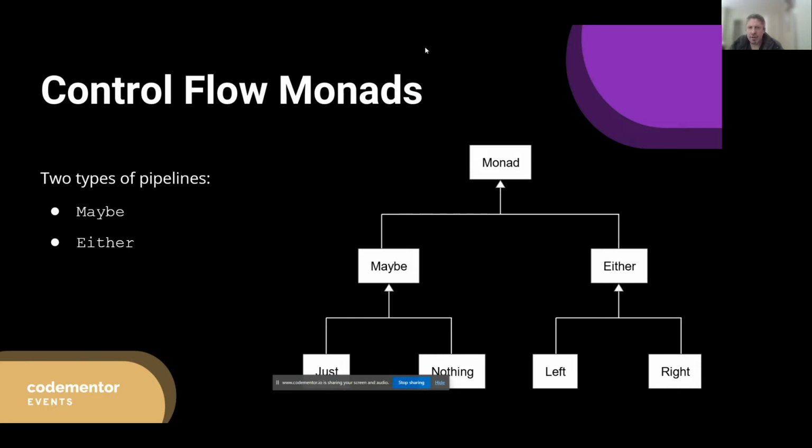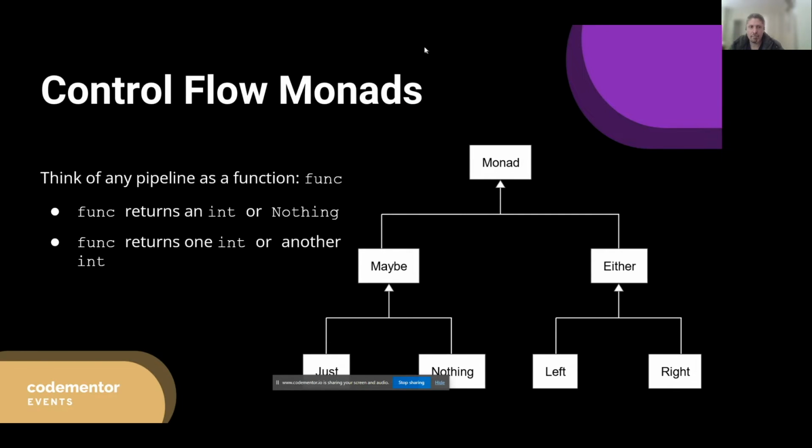Okay, here's an inheritance diagram showing the control flow classes, maybe and either. So you have to think of this as there's two kinds of pipelines. There's a maybe pipeline and an either pipeline. A useful thing you can do to conceptualize a pipeline is to think of a pipeline the same way that you think of a function.